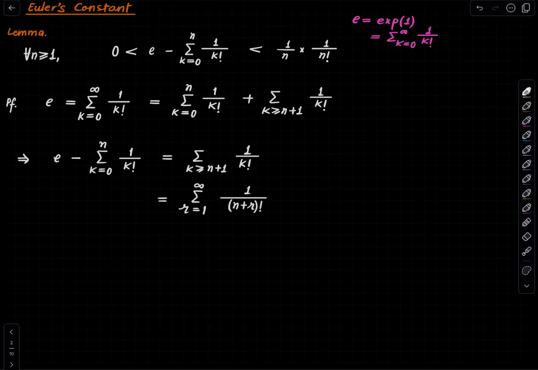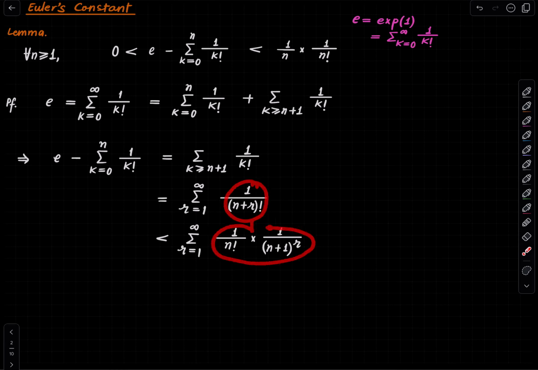But this is less than or equal to 1 upon n factorial times 1 upon (n plus 1) to the power r. In fact, what I'm saying is that this term is strictly less than that. Let's see why. For example, if r were equal to 1, then we can say only this much, because the two things are actually equal.